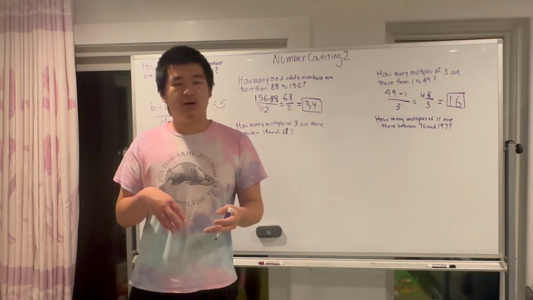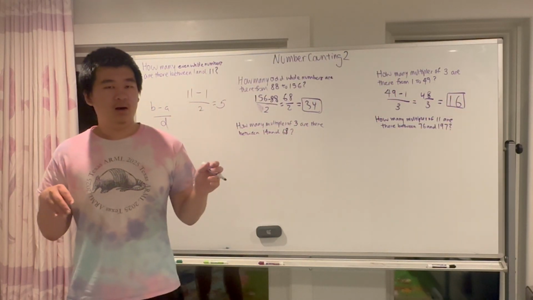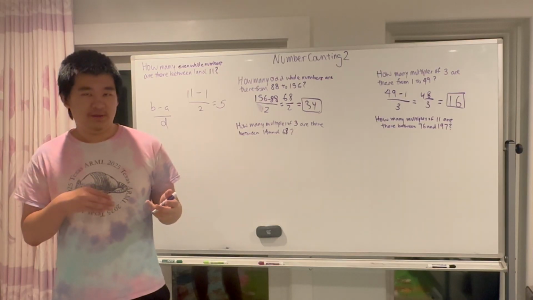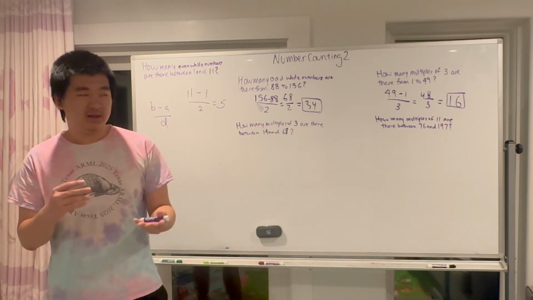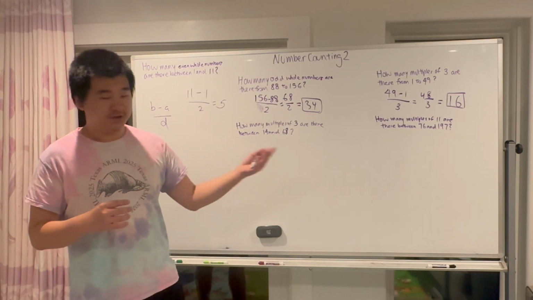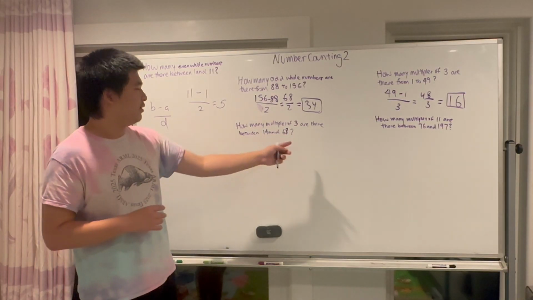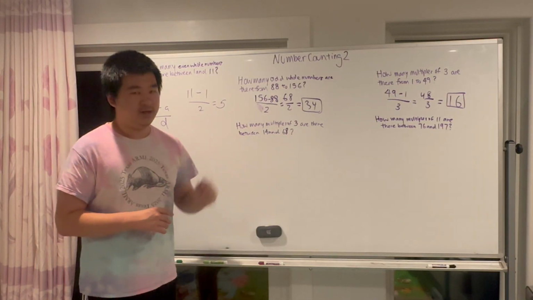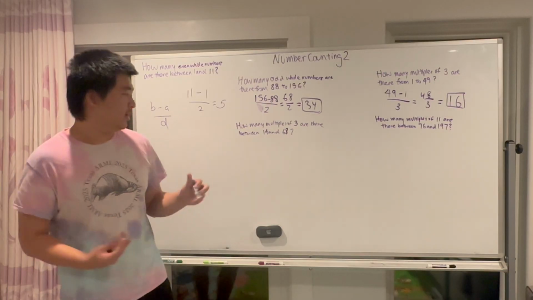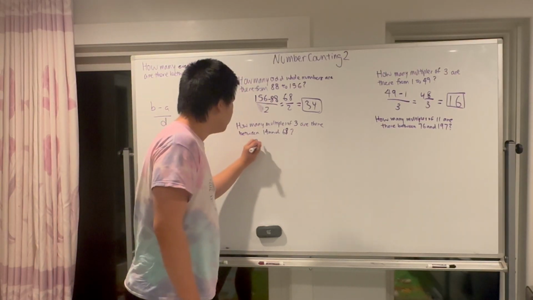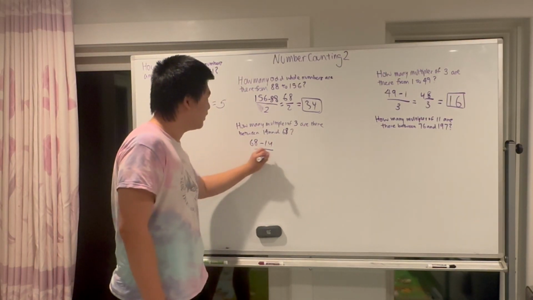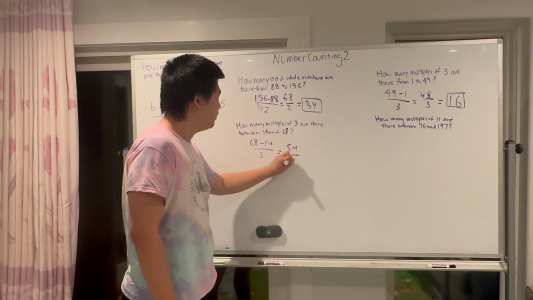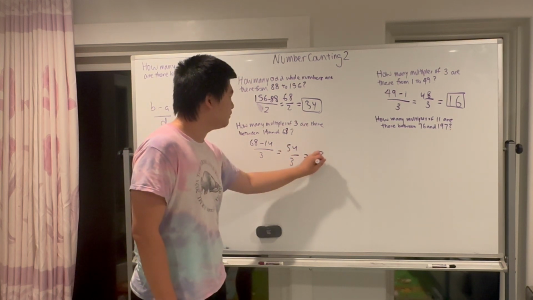Once again, these questions are all very mechanical because they are, after all, meant to be done within like 7 seconds in your head theoretically. So yeah, plug and chug. How many multiples of 3 are there from 14 to 68? 14 to 68, once again, that's 68 minus 14 over 3. That's 54 over 3, which is 18.